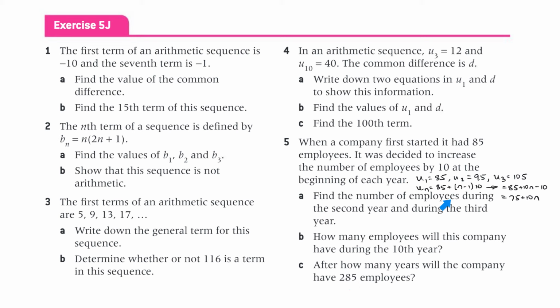Well, we can use the nth term formula that we have here, and we just say that the left-hand side, which is this term, 285, equals 75 plus 10n, and we solve for n, and that'll give us the number of years. Now, it does say we'll have 285 employees. If, for example, when you solve this, n was, for example, 20.2, you'd have to choose 21. You couldn't choose 20. You have to go to the nearest integer that makes sense in the context of the question.